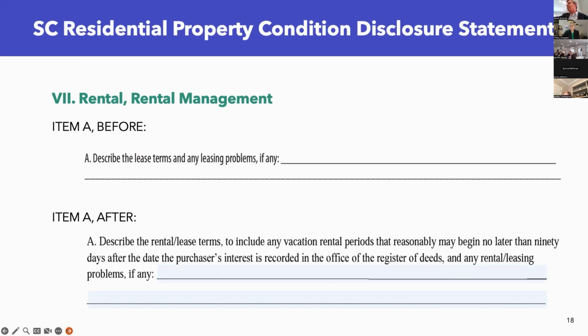So there's a difference between a regular rental and a vacation rental. Yes, there is. You have to honor the regular rental. We have to honor the vacation rentals that are booked for 90 days following the recording of the deed; starting day 91, we have the option of saying, we're not in that business anymore. Okay, and that's a new thing, and there are new forms for it. And obviously the seller's disclosure was impacted by the vacation rental stuff that's been going on.